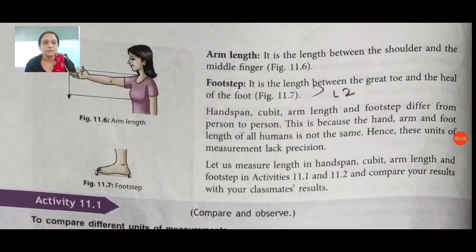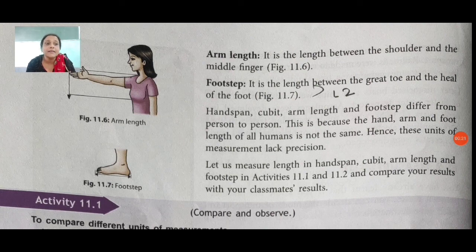We can measure then arm length. It is the length between the shoulder and the middle finger. You can see in figure 11.6. This is called the arm length. Then footstep. It is the length between the great toe and the heel of the foot. In figure 11.7 you can see here footstep.